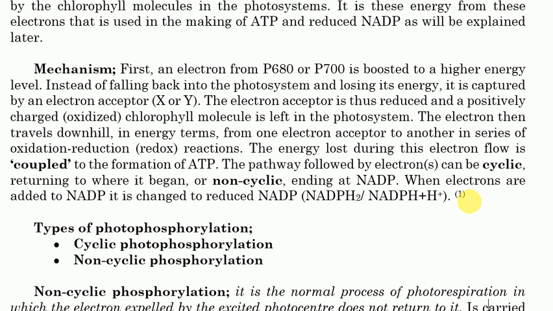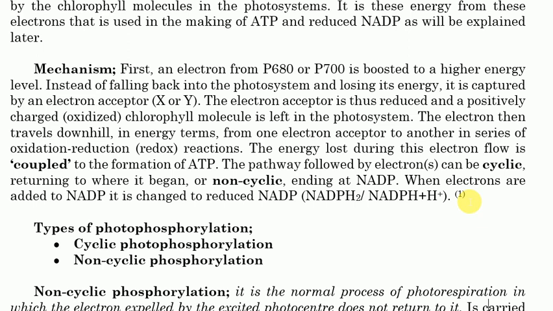Now in the mechanism, first, an electron from photosystem 680 or photosystem 700 is boosted to a higher energy level. That is, an electron from photosystem 1 or photosystem 2 is boosted to a higher energy level. When the electron is boosted, it does not fall back to the photosystem, but is instead captured by electron acceptors, which can be X or Y. X or Y are letters used by the author of the book. So the electron acceptor is thus reduced, and a positively charged, oxidized chlorophyll molecule is left in the photosystem.